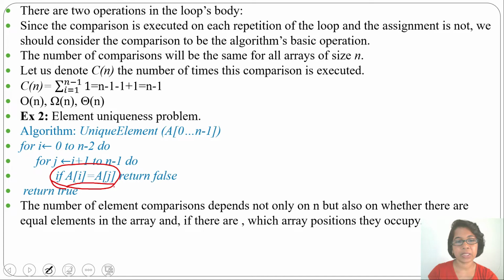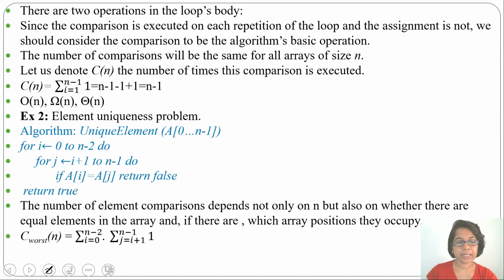What will be the worst case? If the array is unique, then that will be the worst case scenario. And if an equal element is present, the array is not unique, that will be the best case scenario. So let me find the worst case scenario. We know that the running time will not exceed the worst case running time, so I'll find the worst case running time for this example.